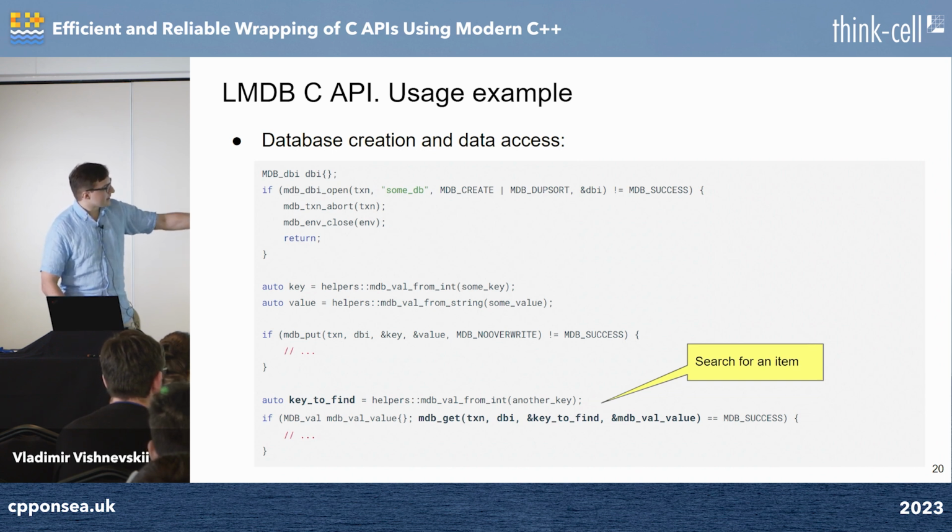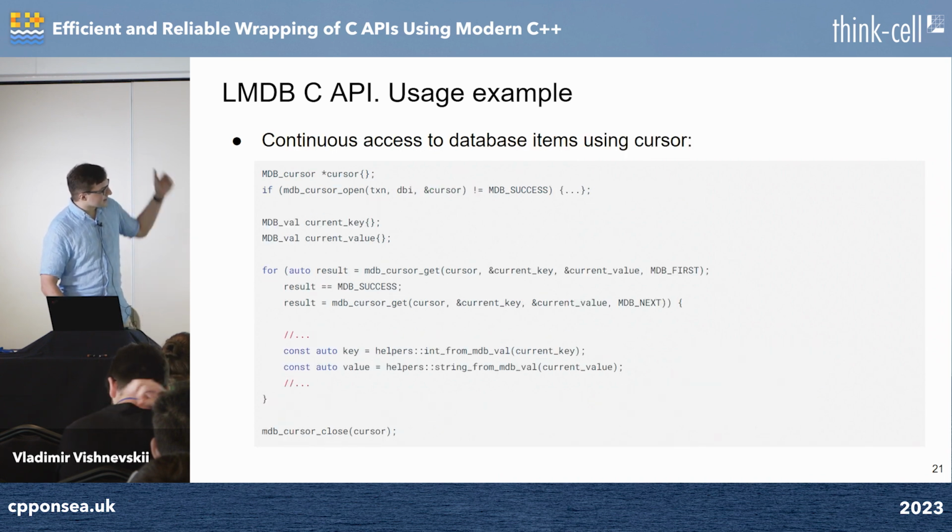We provide the key here. I just use the helpers that somehow produce those MDB_vals. So here we have the key to find, and it also receives this key to find as a non-constant pointer to this MDB_val that has the pointer to non-constant void.